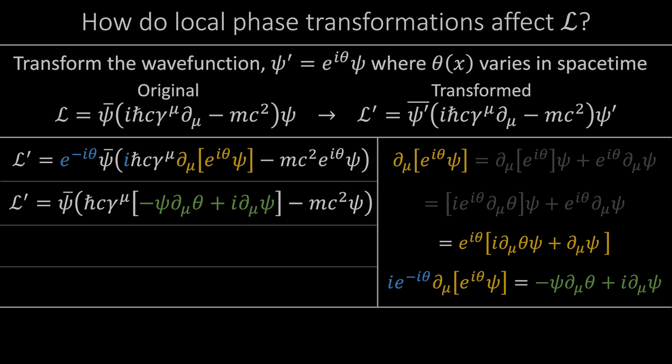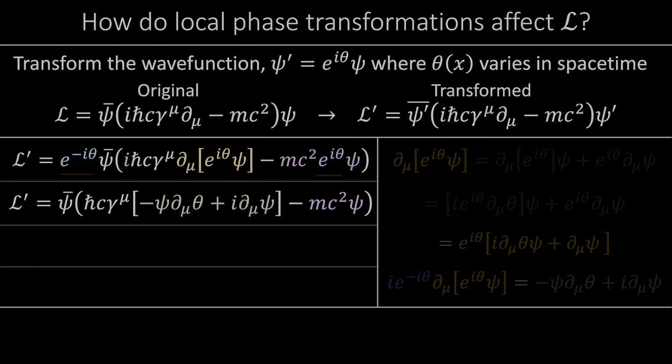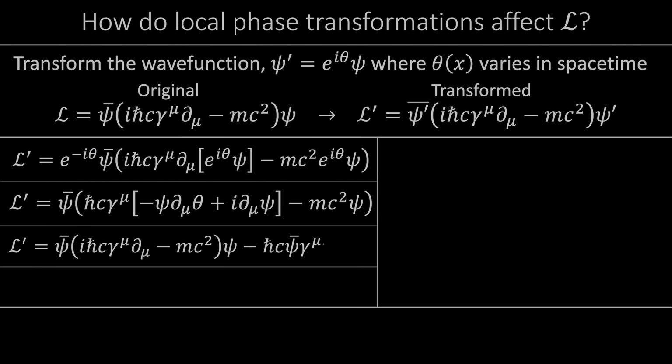So now we can write the transformed Lagrangian as shown simply by replacing the blue and the yellow terms with this green term. And while we're at it, you'll notice that the mass term, with the mc squared e to the i theta psi, we've taken out the e to the i theta by distributing through that e to the negative i theta. So there's no more e to the i thetas. Okay, and next up what we're going to do is simply rearrange the equation as shown.